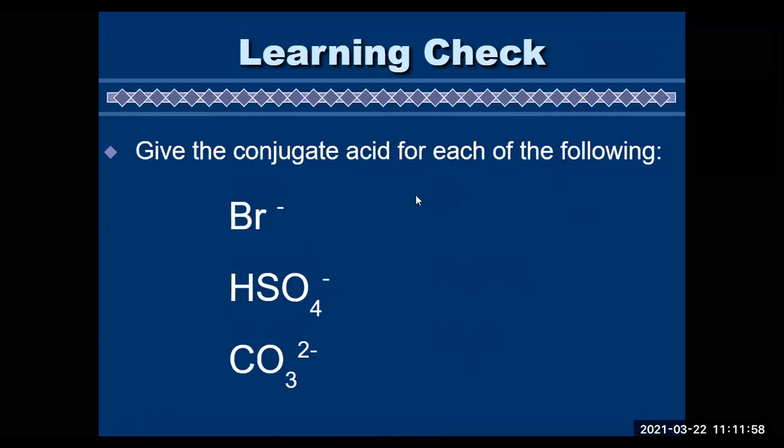All right, conjugate acid. Give the conjugate acid for each of the following. What is the conjugate acid for HBr? Somebody gave the answer H2Br. Very good. You just add H plus.